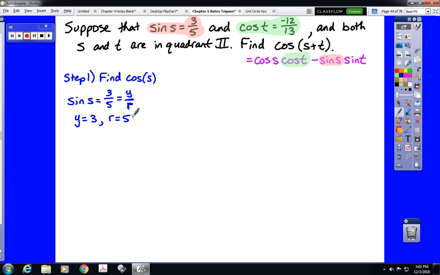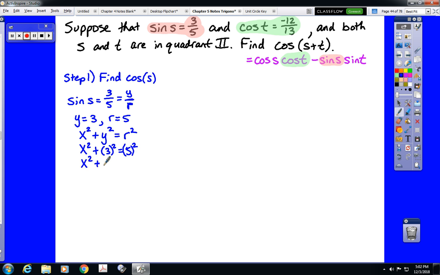We should also know that for every angle, every point, x squared plus y squared is equal to r squared. This is loosely based on the Pythagorean theorem. So if we plug in what we know, we can find x. So that's 3 squared for y, 5 squared for r. Again, in theory I should put that in parentheses, but it shouldn't matter because the numbers are positive.